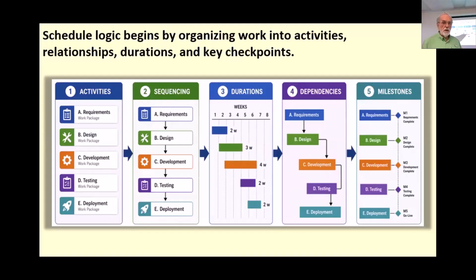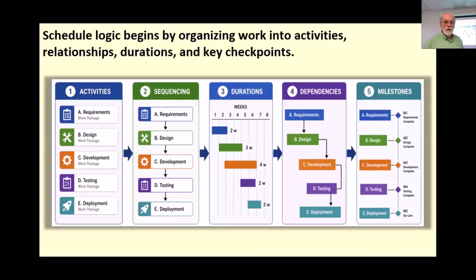Some activities can occur in parallel while others depend on earlier work being completed first. That leads to dependencies, which show how one activity is connected to another, hence the logic in the schedule logic. The team estimates durations, which indicate how long each activity is expected to take under realistic conditions. And finally, milestones mark key checkpoints, such as approvals, major completions, or important progress reports.